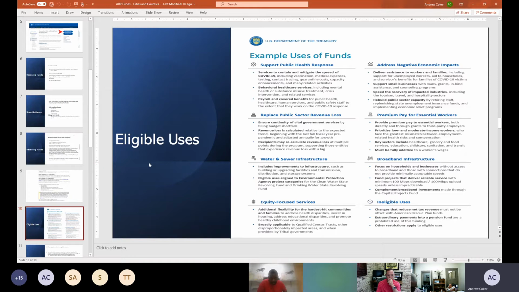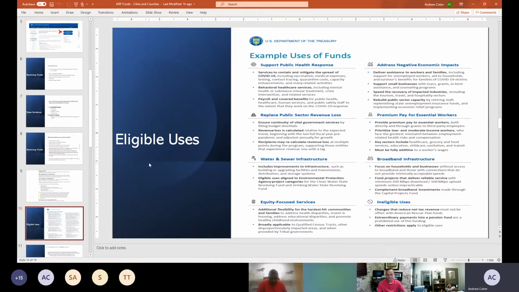Moving on, there's premium pay for essential workers, which has been a pretty popular one that I've seen thrown around, as well as the equity-focused services that you can see on the bottom left there. And then a big one that we expect a lot of guidance and conversations on is the water, sewer, and broadband infrastructure allowances. You can see what they're talking about there. It's planning for the future, trying to find different ways to make improvements or expansions to those facilities.